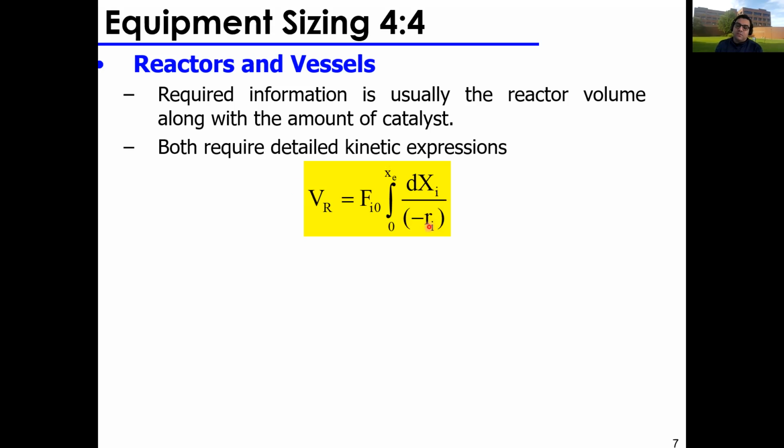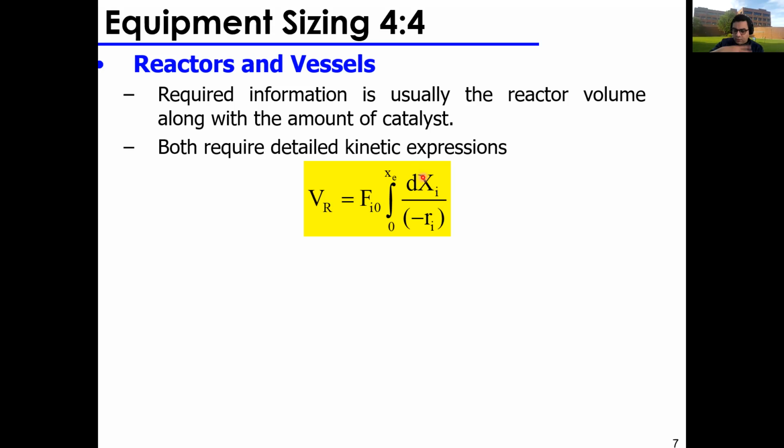Once you have the kinetic expression, you can set the conversion you want, and whichever conversion you set will determine how big a reactor you're going to need. So if I have a reaction and I want a conversion of 10%, okay, very small conversion, so the volume is going to be small. You want a conversion that's 99%, you're going to have a huge reactor.